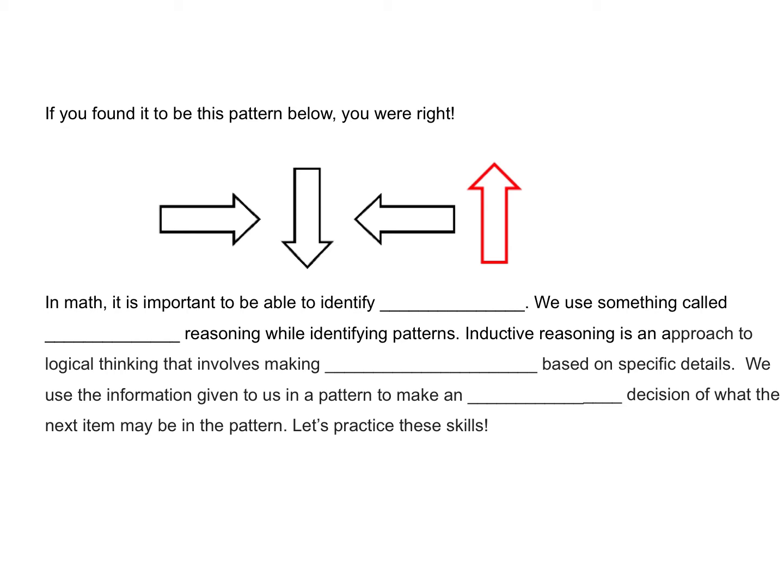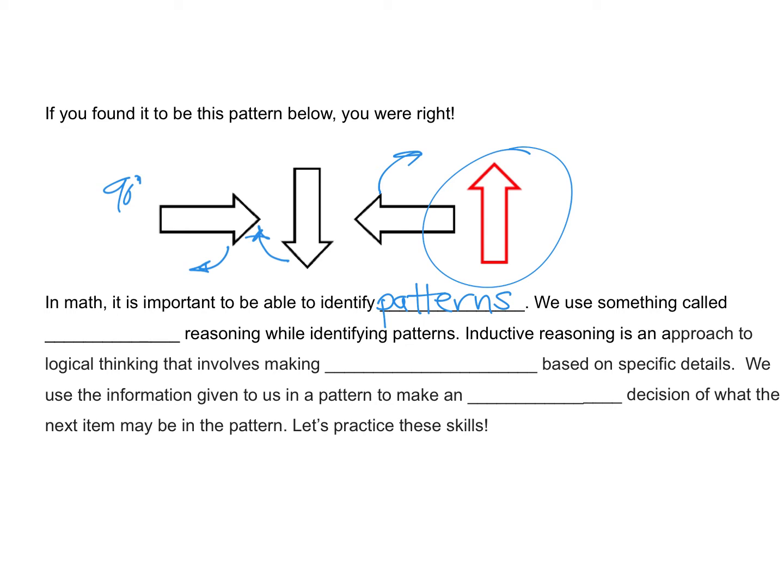Well, if you don't see it, notice each step of the way, the arrow is rotating 90 degrees clockwise. And so that's how we end up with this arrow facing up in the fourth step. So that's a basic pattern. And in math, it is important to be able to identify patterns. Patterns are arguably the reason that math was invented in the first place, was a way to formalize and identify patterns.